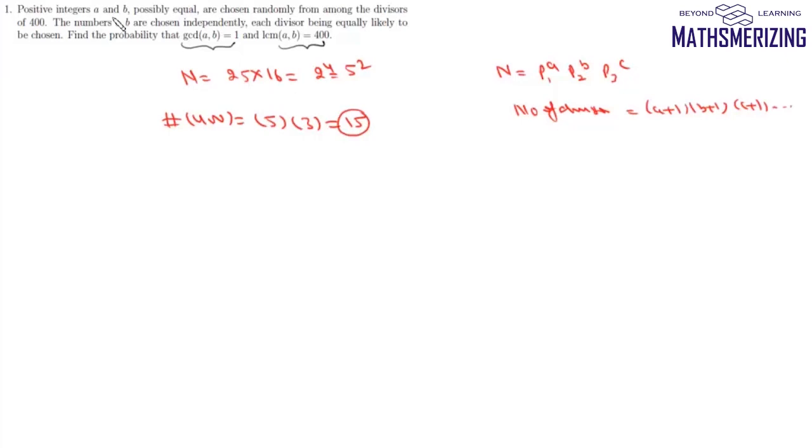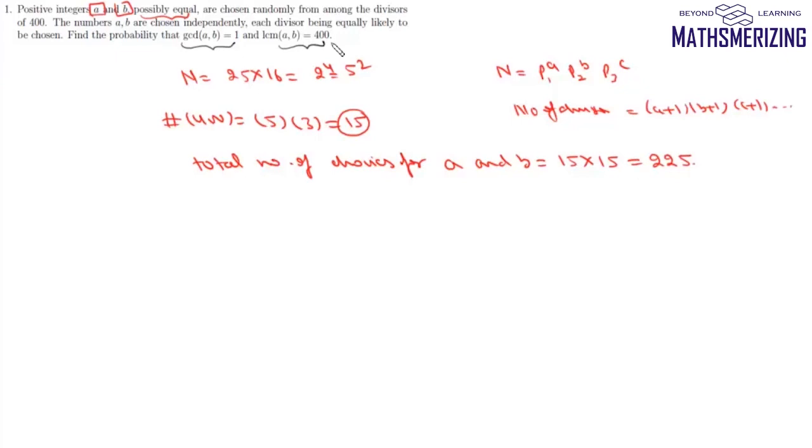Now it says two positive integers a and b are chosen from these 15 divisors and they can possibly be equal. That means we can choose one number more than once. So we'll find the total number of choices for a and b. First we look at the total number of choices for a. We have 15 choices for a, and in the same way we have 15 choices for b. So altogether we have 225 choices.